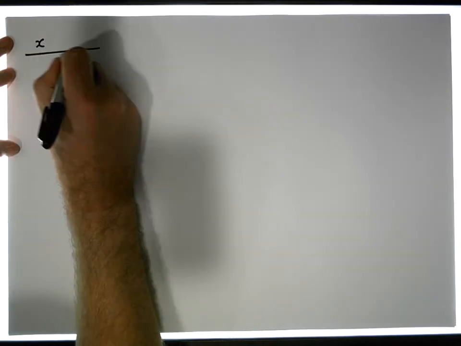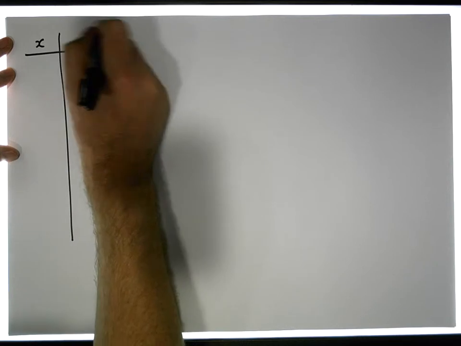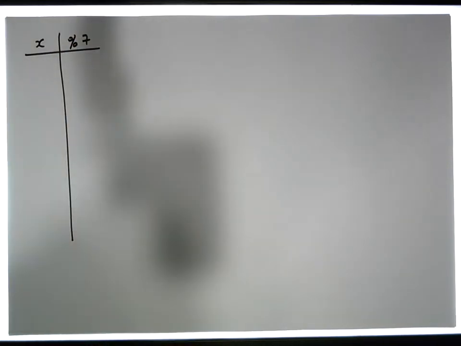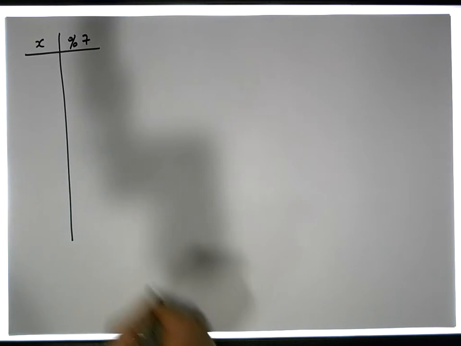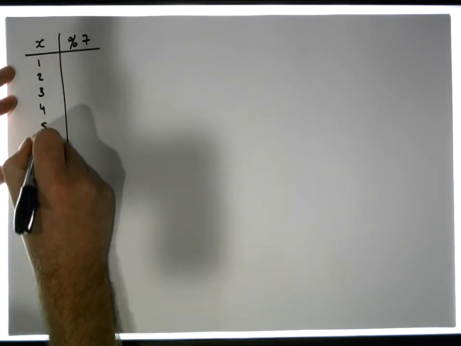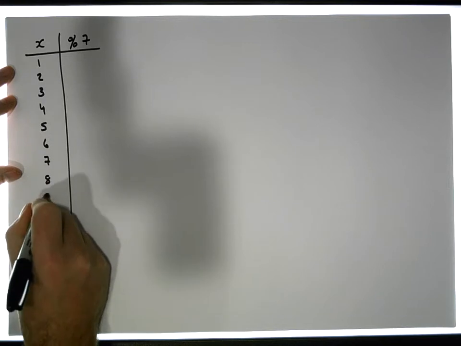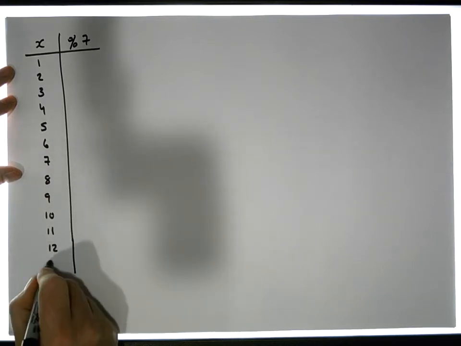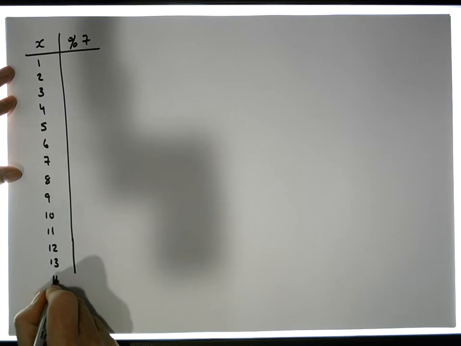Okay? So we have, let's say, here's our x's. Let's just list them down here. And what we're going to do is modulo 7, to see what the remainder is after we divide by 7. So our numbers are going to be 1, 2, 3, 4, 5, 6, 7, 8, 9, 10, 11, 12, 13, 14, and so on and so forth.